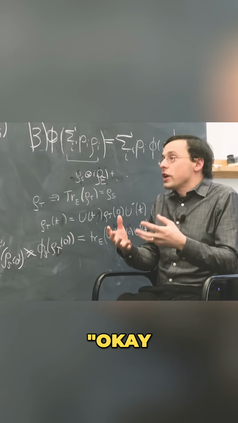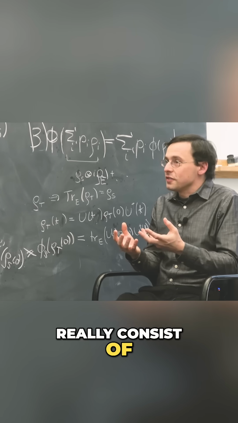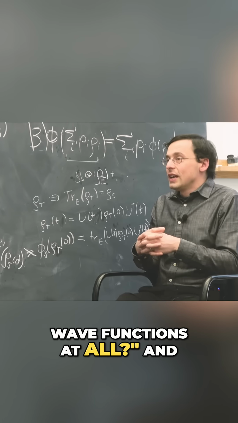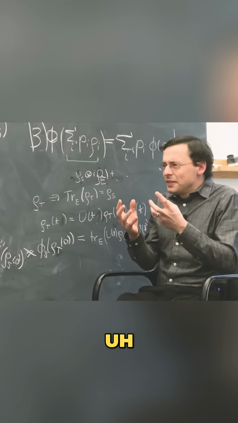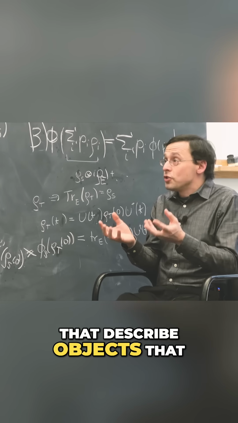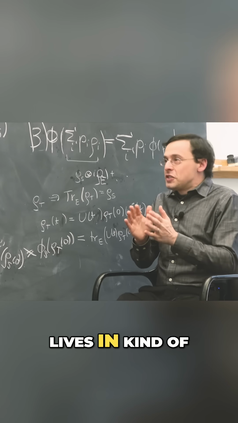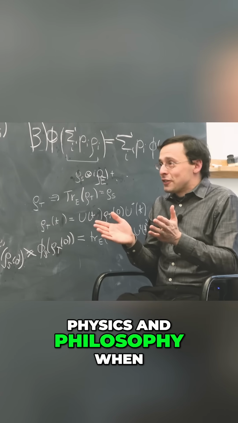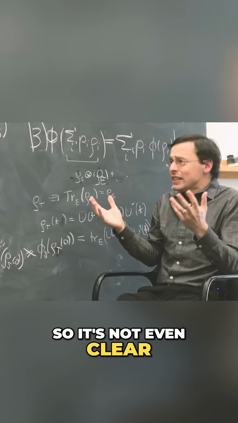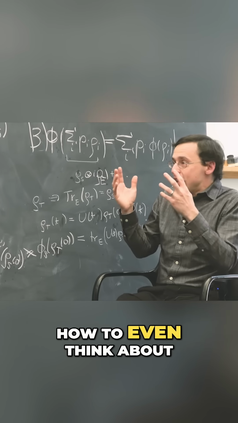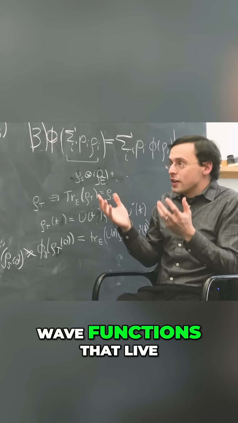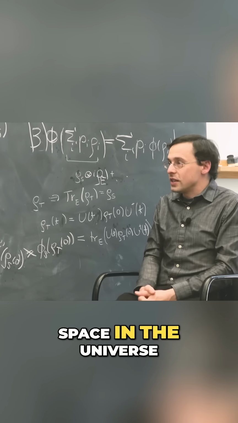Ask ourselves, okay, what does this theory really consist of? Is it really about wave functions at all? And for that matter, are wave functions things that describe objects that are really out there in the world? And this is where one lives in kind of a liminal space between physics and philosophy when you ask questions like that. So it's not even clear how to even think about wave functions that live in anything like physical space in the universe as we know it.